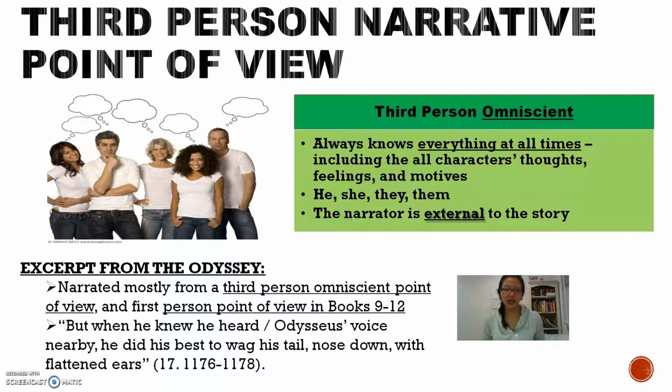And this is what the narrator says: "But when he knew he heard Odysseus' voice nearby, he did his best to wag his tail, nose down with flattened ears." So we have pronouns such as he and his, and the dog. So we can see that this is an onlooker trying to look inside, but he's all knowing and knowing what the dog is doing and what the dog is thinking.